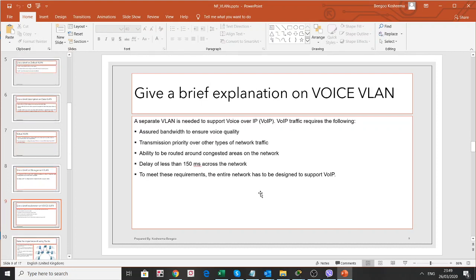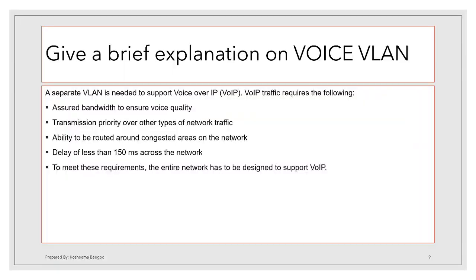Voice VLAN. A separate VLAN is needed to support voice over IP. Voice over IP traffic requires the following: assured bandwidth to ensure voice quality, transmission priority over other types of network traffic, ability to be routed around congested areas on the network, delay of less than 150 milliseconds across the network. And to meet these requirements, the entire network has to be designed to support voice over IP.